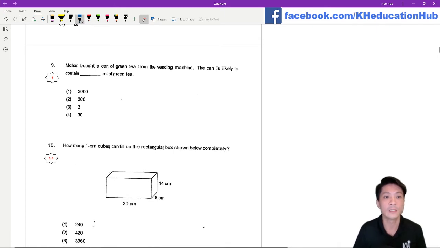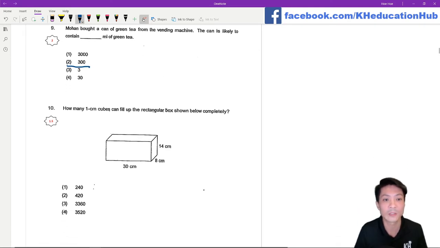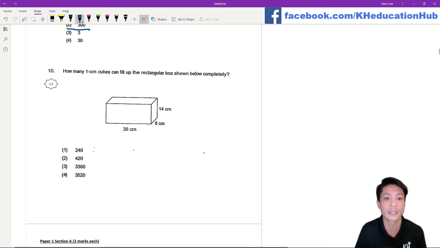Question 9. Mohan bought a can of green tea from the vending machine. So the can is likely to contain how many ml of green tea? This one, the answer is number 2. If you do not know, you can step into the 7-Eleven and take a look at the ml of a can of Coke or green tea. Was it green tea or Coke? I think it's green tea. Okay, question 10.